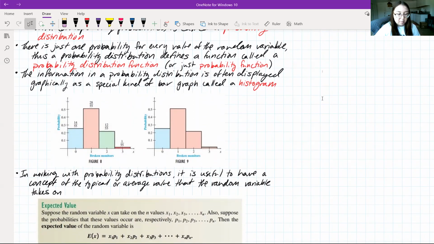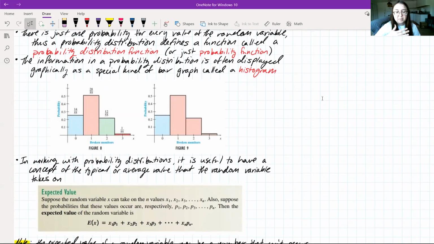We see that their probabilities, in this case, are all about 0.5 or less, but our probabilities are always going to be between 0 and 1. And then we see our x values are, in this case, 0, 1, 2, and 3. And we see that they all vary in height. Sometimes you can write your value at the top like they did in figure 8, or you can not write it and just draw the bar graphs.